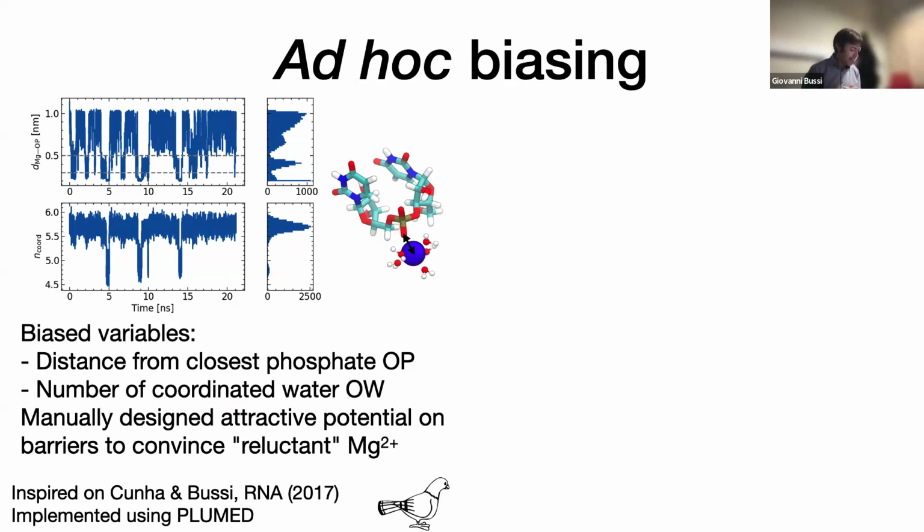In this way, the magnesium ions that you have in your simulation will become in some way more reactive, let's say, or more capable to bind and unbind easily to phosphates. And this can be easily seen in a sample simulation with a dinucleotide.